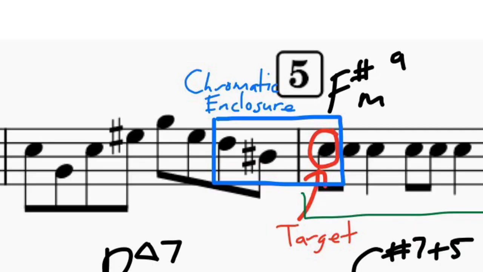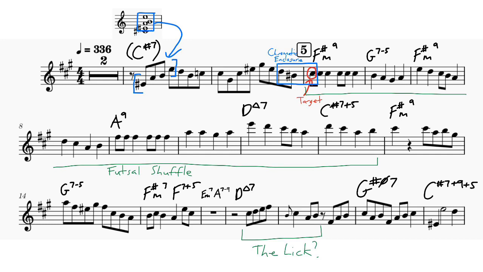Another thing I wanted to highlight is the use of a chromatic enclosure right before measure 5. A chromatic enclosure involves 2 notes that surround a target note by a half step. Chromatic enclosures can add tension to a line, and also can help to make sure that the target note, which is often a chord tone, lands on a strong beat. Let's hear how these elements sound in context.